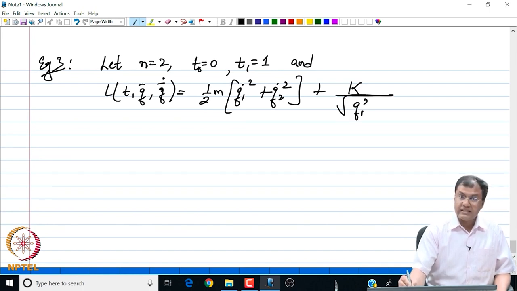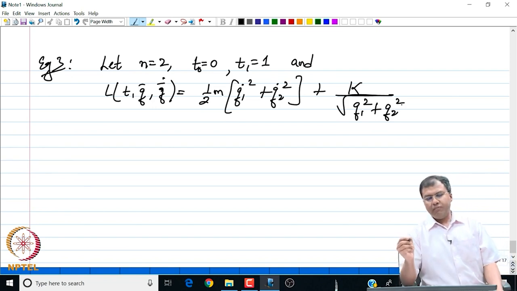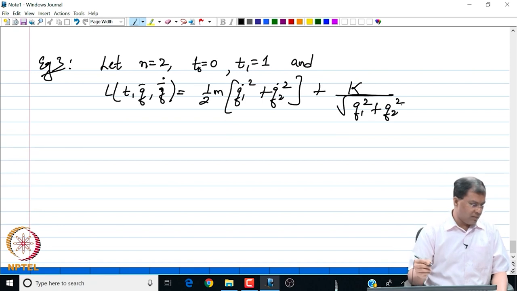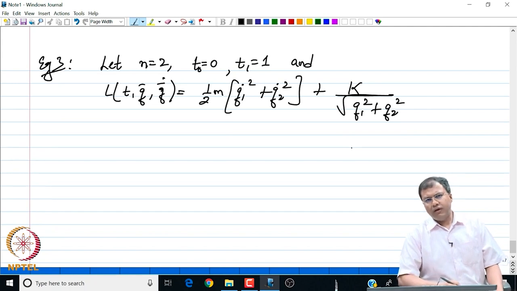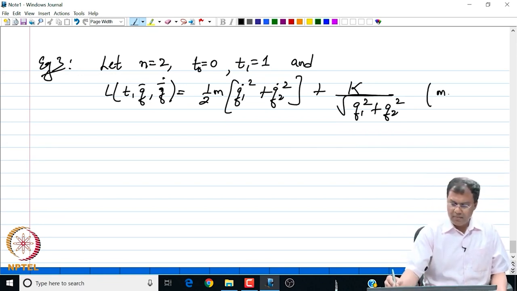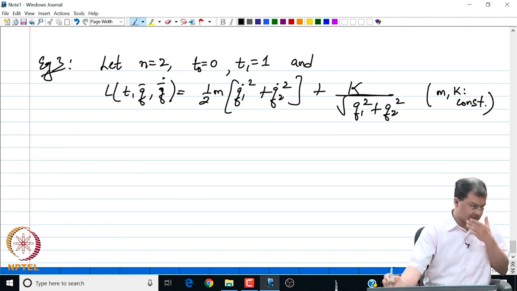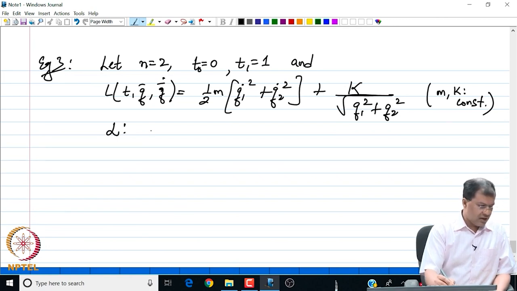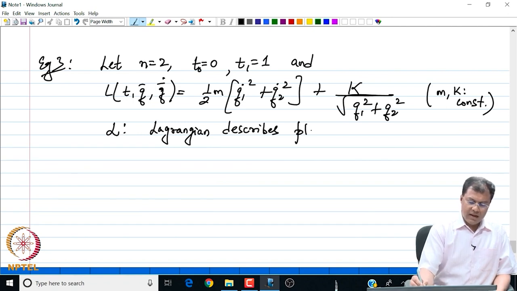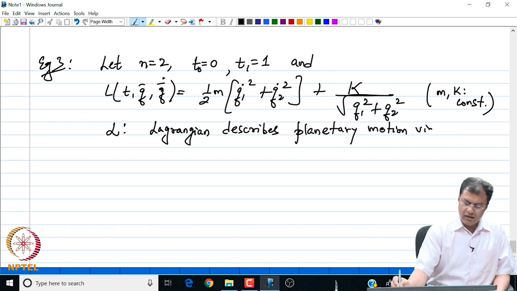Students who are looking at this Lagrangian will immediately recognize that this is the same example that we introduced in example 10 of our previous lecture, that is the central force problem. Similar to the central force problem, we have a plus here. These sorts of Lagrangians frequently appear where we have to describe planetary motion, also known as Kepler's law. So my m and k are constants, and my Lagrangian L here describes planetary motion via Kepler's law.